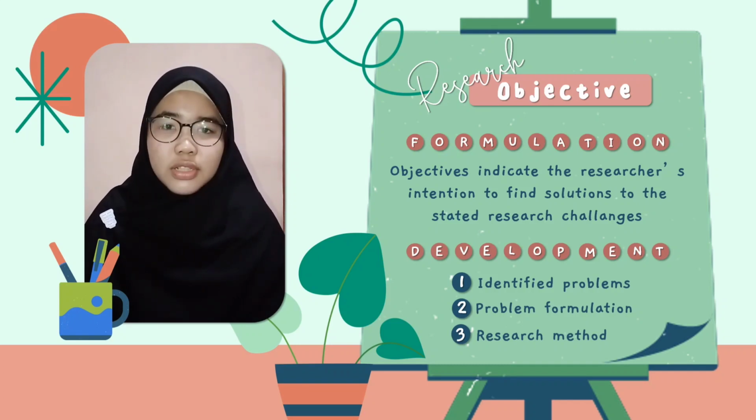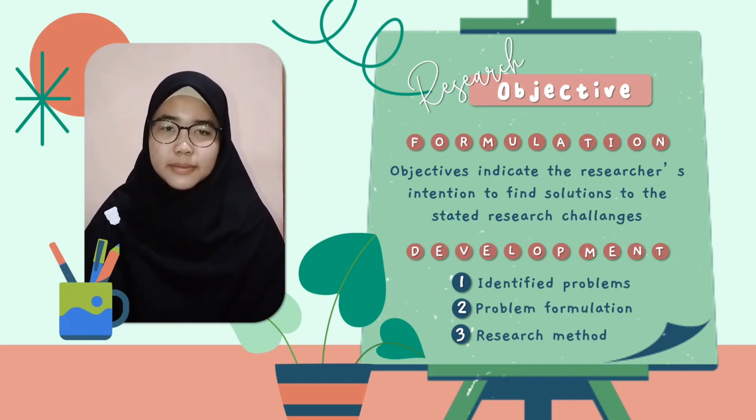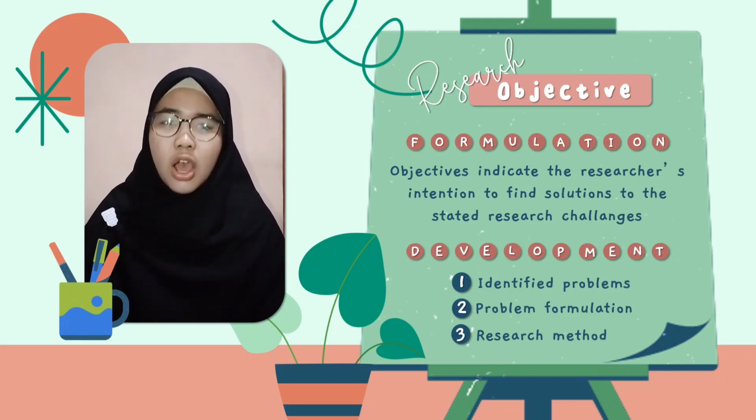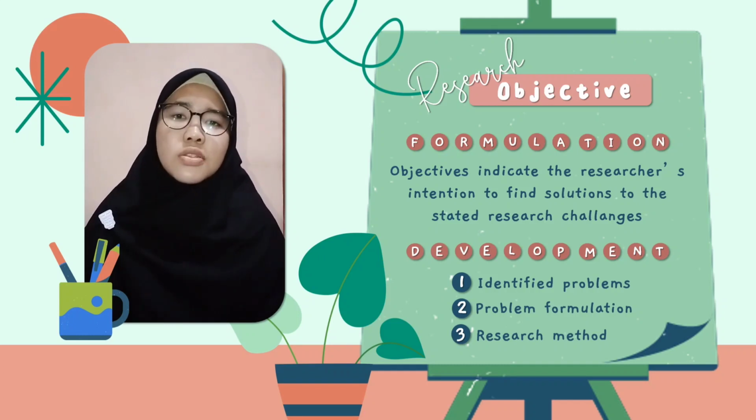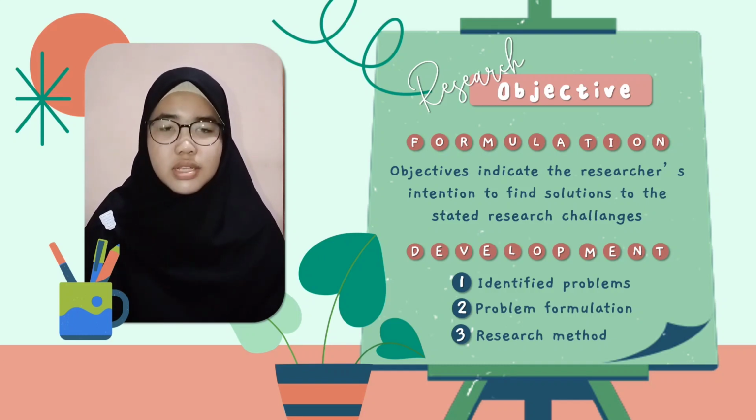Now, we go to the research objective formulation. As you can see on the screen, objective indicates the research intention to find a solution to the stated research challenge. It means the formulation of research objective is to find the solution from the research problem.